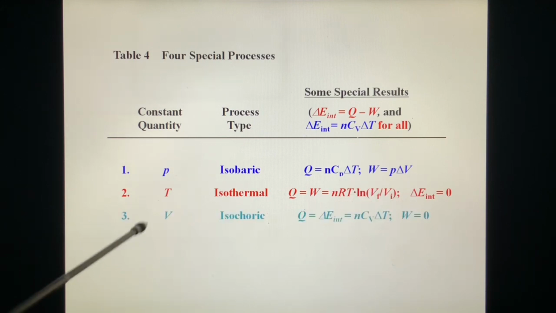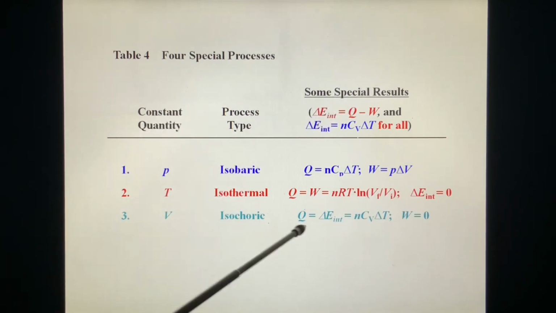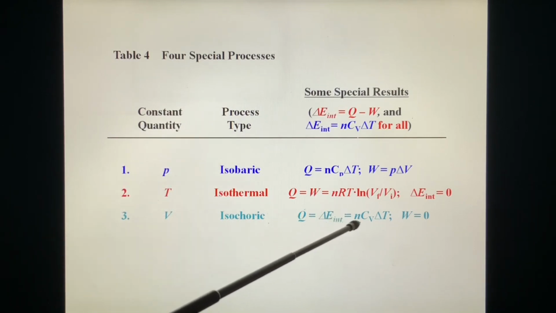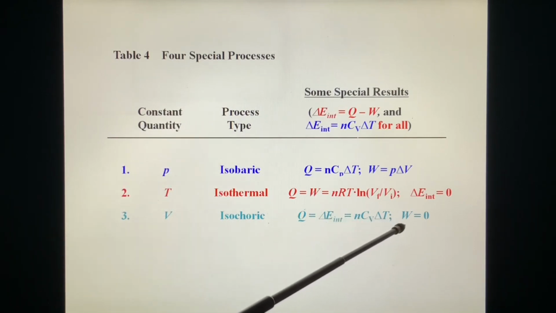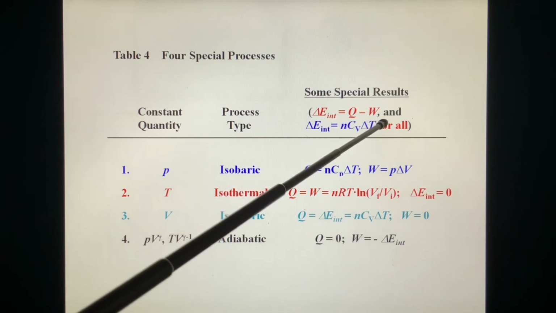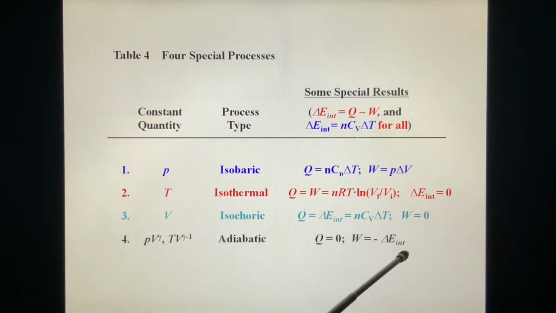If volume is constant, then W equals zero, Q equals delta E, and delta E internal equals nCV delta T. Finally, adiabatic: we have PV to the gamma is constant. For adiabatic, Q equals zero, so W equals minus delta E.